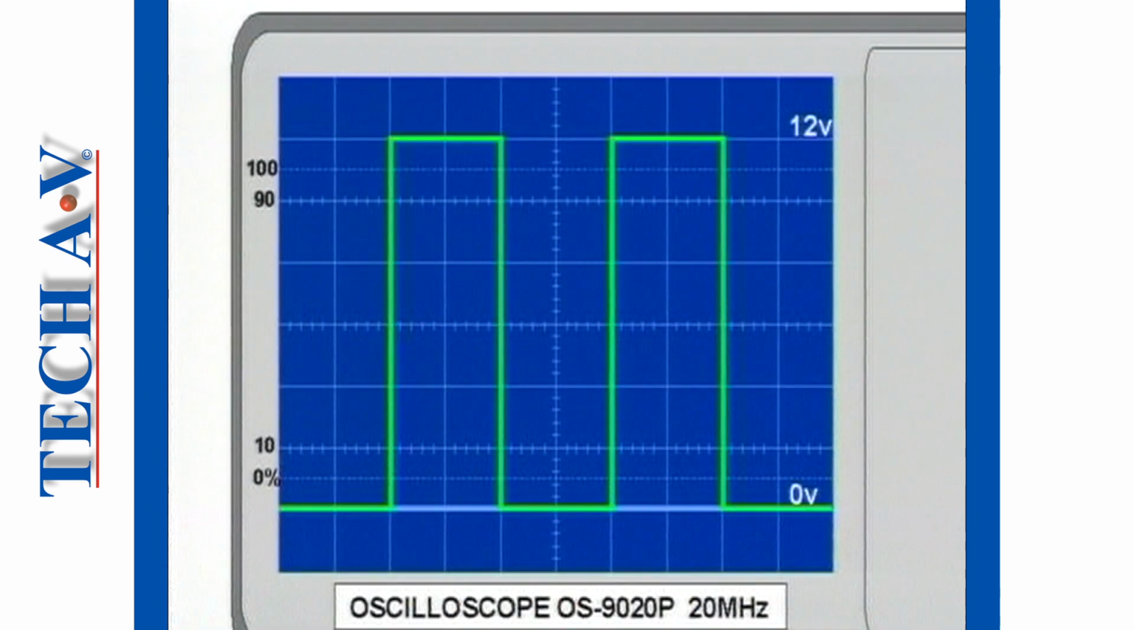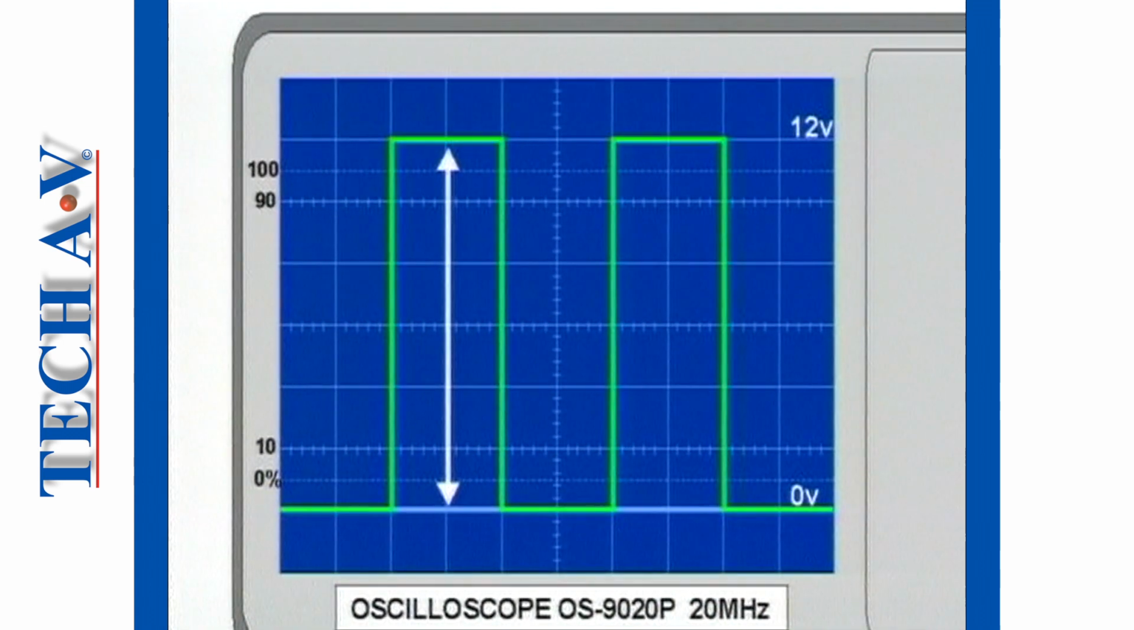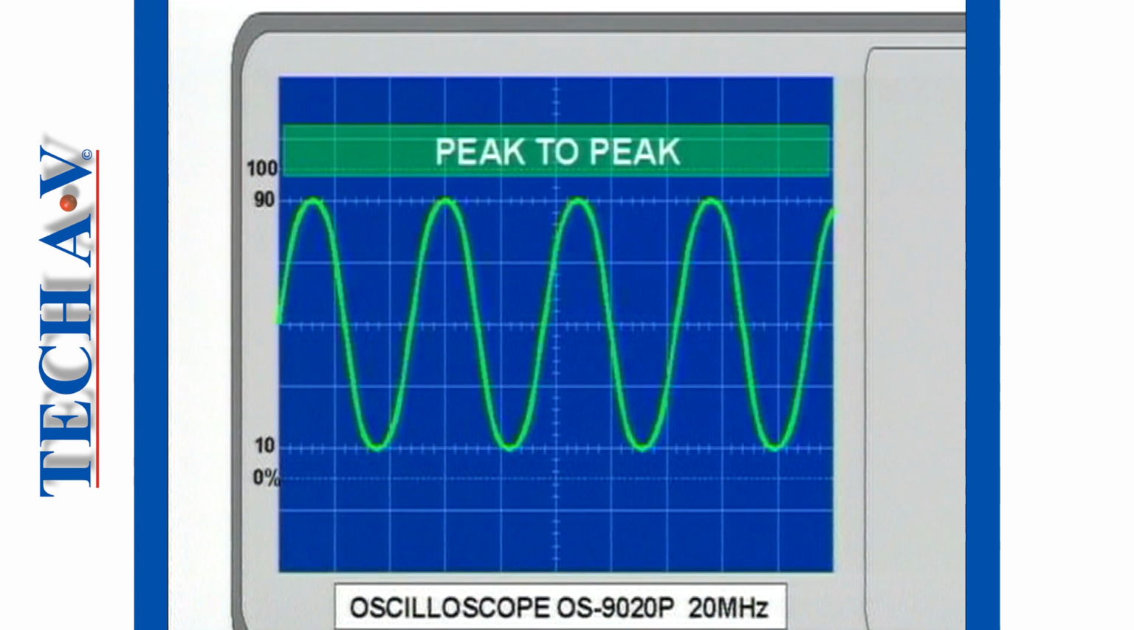To summarize, the instantaneous voltage is the exact voltage measured from any point on the waveform to a ground reference. After the break, we'll discuss the measurement of a peak-to-peak voltage.